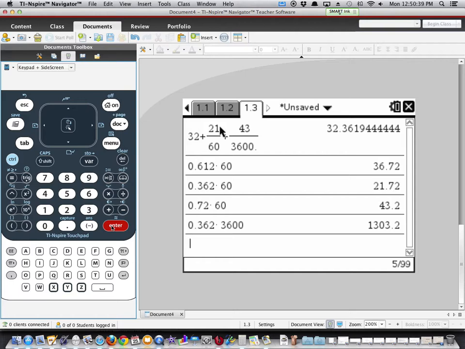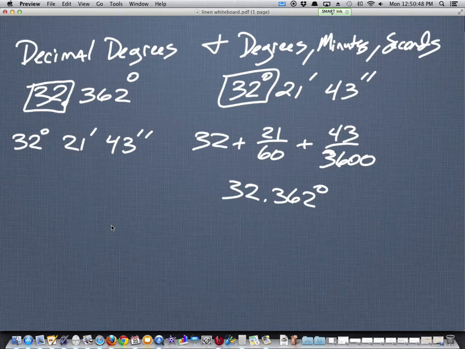Can you give us steps I can write down? If I'm going from degrees, minutes, seconds to decimal degrees, what do I do to the minutes? Divide by 60. And what do I do to the seconds? Divide by 3600. And I add all that together, and that gives me decimal degrees.